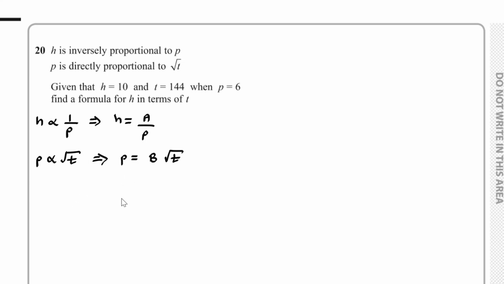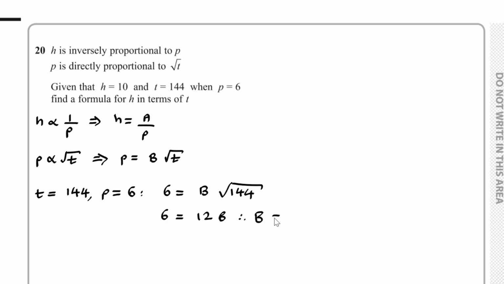Now, when t equals 144, p is equal to 6. So we have 6 equals b times the square root of 144. So we've got 6 equals 12b. In other words, b is equal to 1/2. And knowing that b is equal to 1/2, we can conclude p is equal to 1/2 times the square root of t.